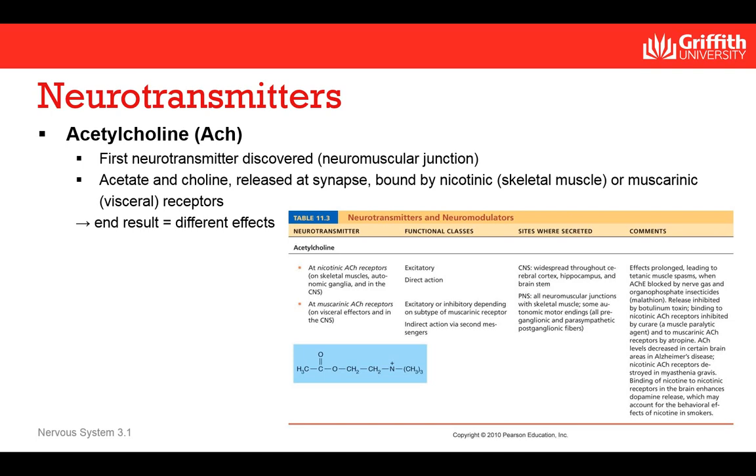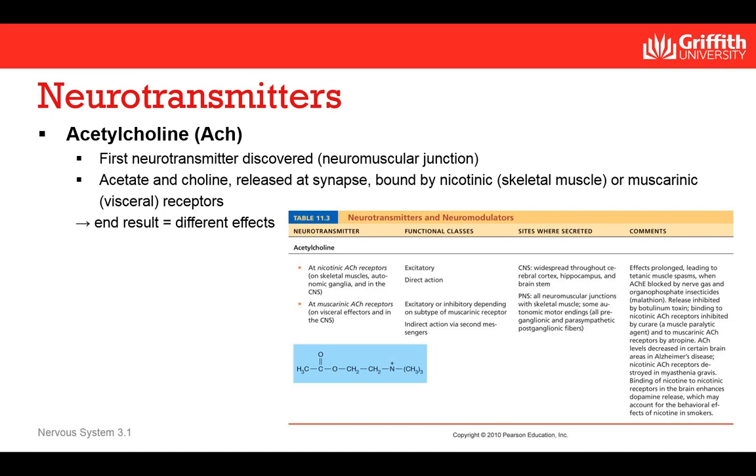Acetylcholine, or ACH, was the first neurotransmitter discovered. ACH was thought to be important in skeletal muscle contraction when it was found concentrated at the neuromuscular junction in frogs' legs. After injecting ACH into the junction, the frog muscles spontaneously contracted.